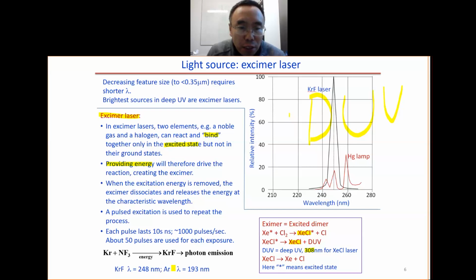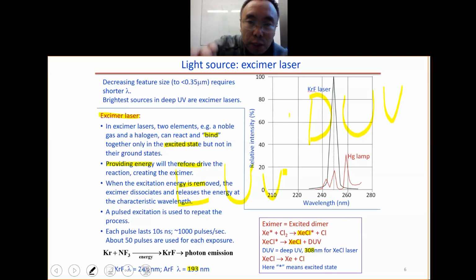This is for argon fluoride. Argon fluoride gives a wavelength of 193 nanometer, and this one is used for today's IC manufacturing. In today's IC manufacturing, we use 193 nanometer immersion lithography, and we also use EUV, the extreme UV light, which is 13.5 nanometer. But we still use a lot of 193 nanometer.